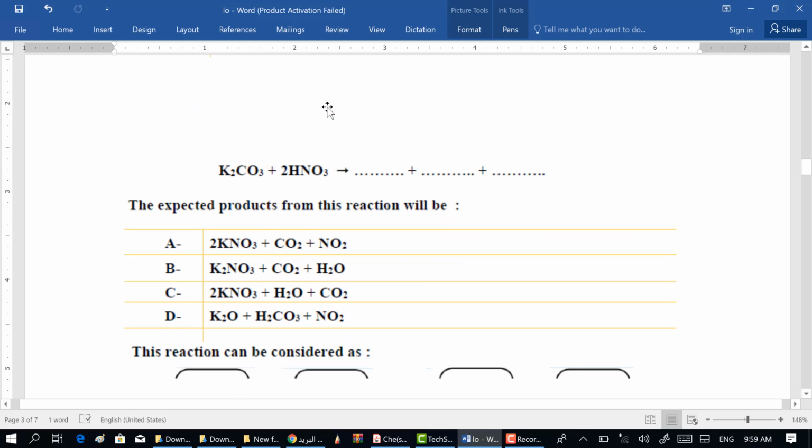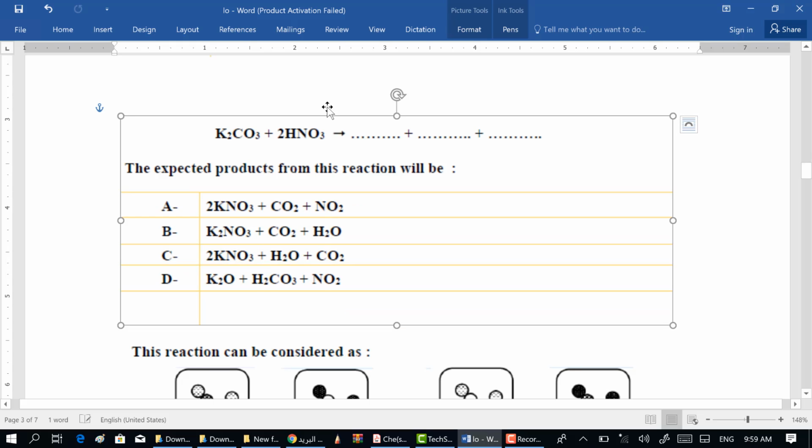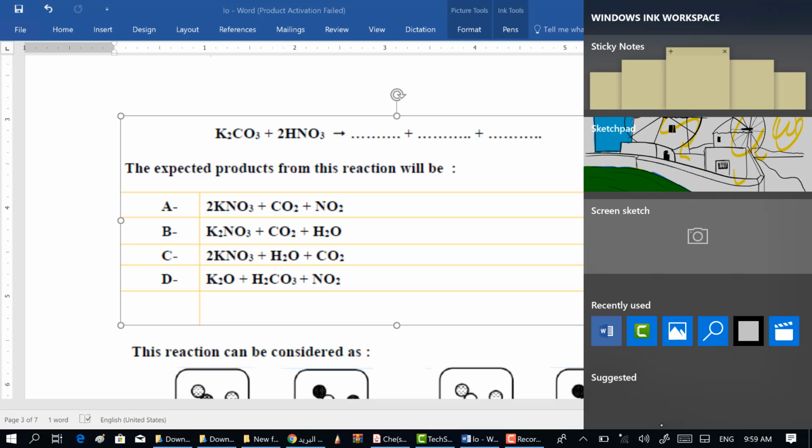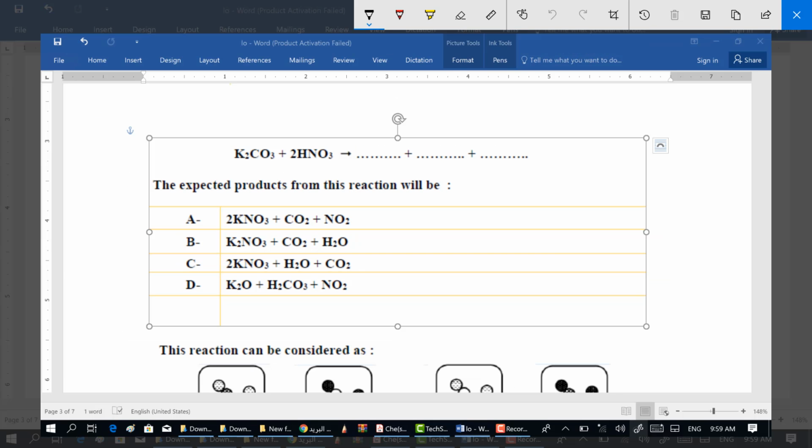Return to this problem, we'll find this equation. Potassium carbonate reacts with nitric acid. In this case, what is the product? Firstly, it must give us 2KNO3.